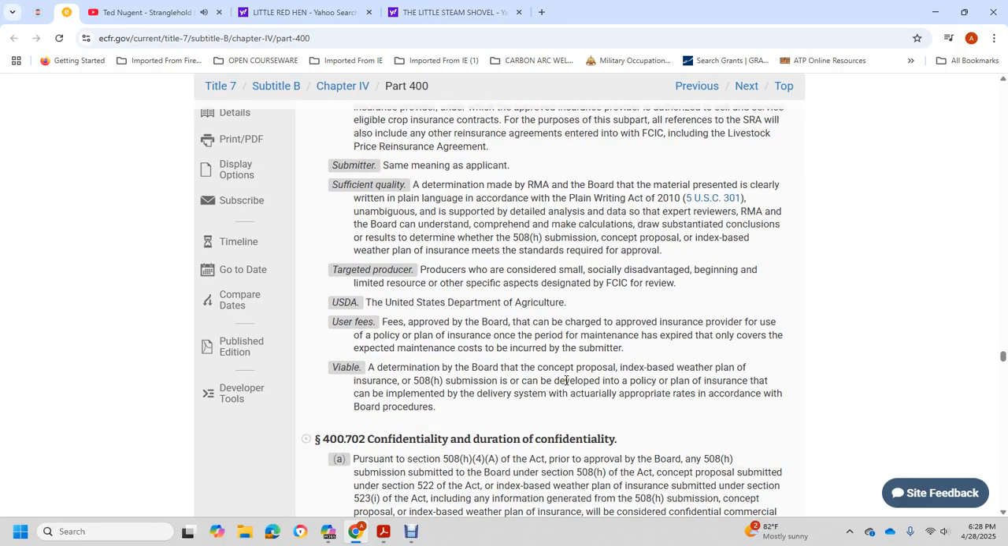Review USDA, U.S. Department of Agriculture, user fees approved with the board with the chart, approved with the insurance provided with the policy and the plan of insurance. The maintenance period has expired, with only company expected maintenance costs to be incurred by the submitter.